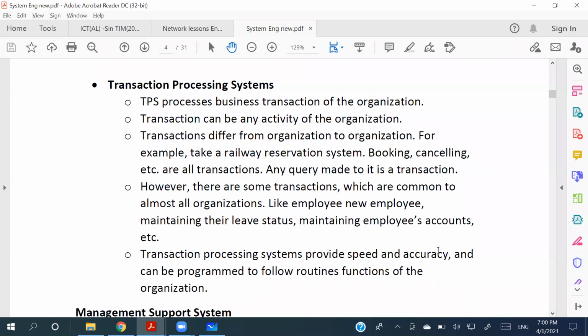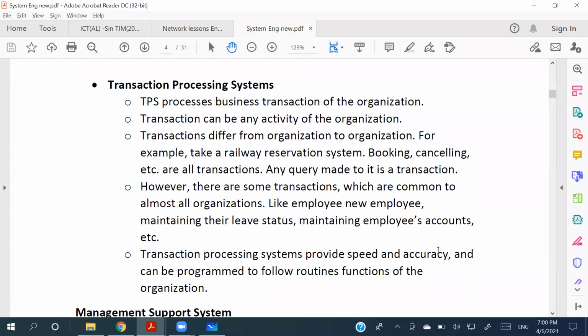But when it comes to the specific things, there are specific things regarding some particular organizations. Like if you take a supermarket, they have different types of transactions, like purchasing and maintaining a stock, selling the items, kind of things, right?